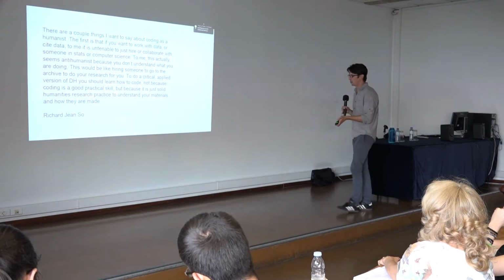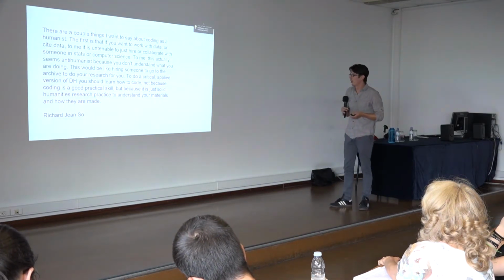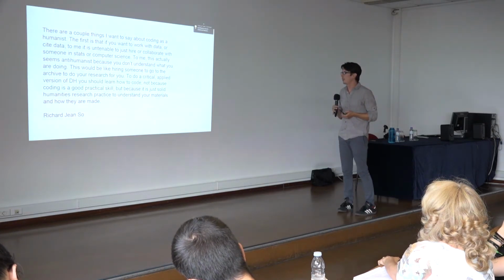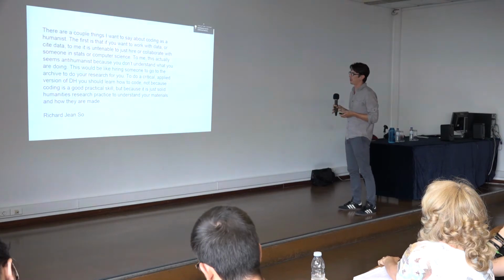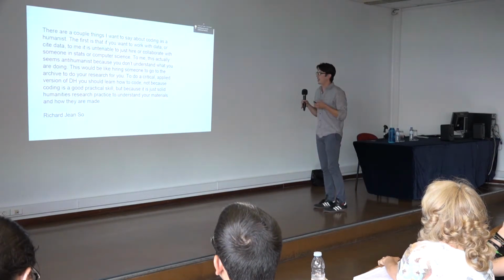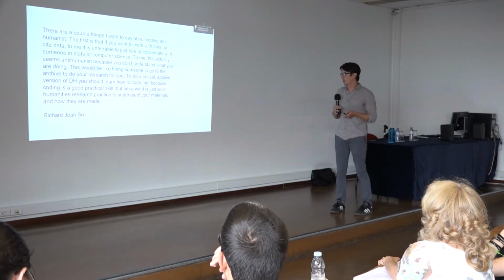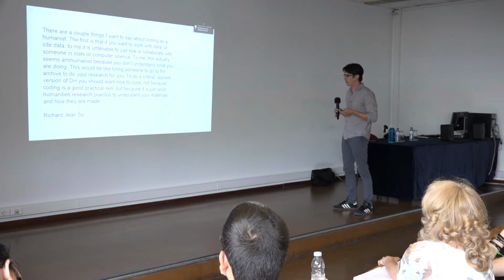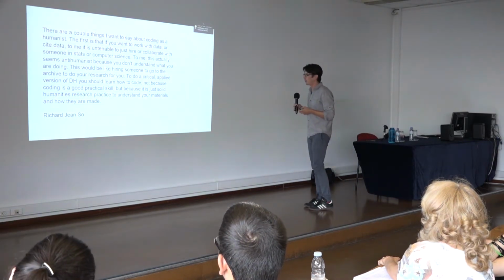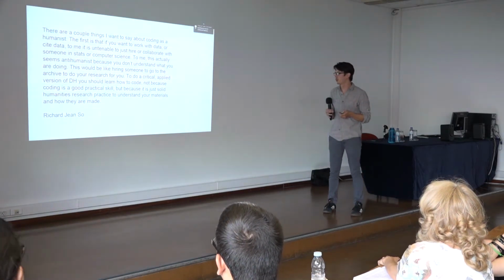I tend to agree with Richard Jean So. He says, there are a couple things I want to say about coding. The first is that if you want to work with data or cite data, to me it is untenable to just hire or collaborate with someone in stats or computer science. To me, this actually seems anti-humanist because you don't understand what you're doing. This would be like hiring someone to go to the archive to do your research for you. To do a critical applied version of DH, you should learn how to code. Not because coding is a good practical skill, but because it's just solid humanities research practice to understand your materials and how they're made.